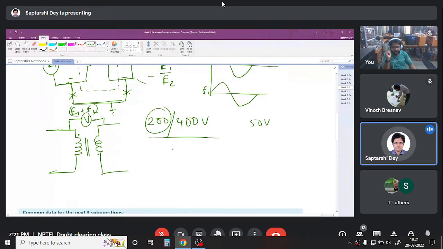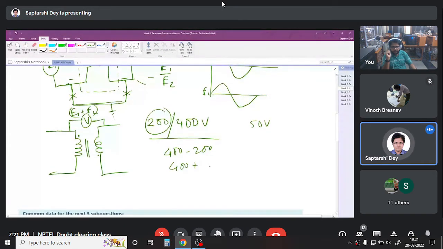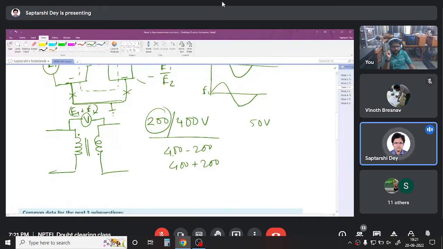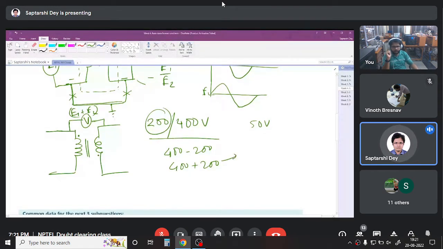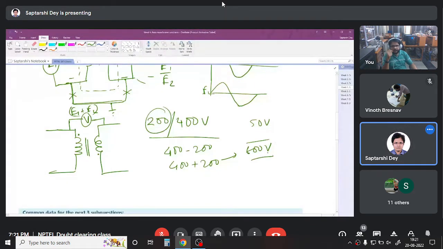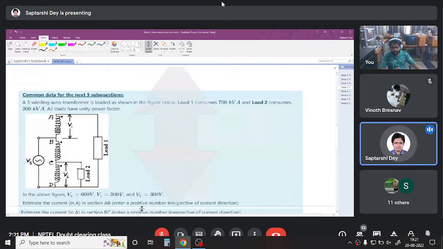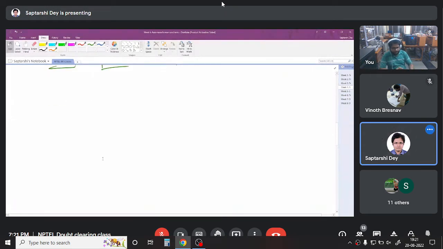See, the readings could have been 400 minus 200. The readings could have been 400 plus 200. We don't know beforehand where we are connecting. So we have to go for a 600 volt voltmeter if we are doing this test at rated voltage. Polarity test does not matter whether you do it at rated voltage or not. All you need to see is whether you are getting additive or subtractive voltage. Okay, so that's about polarity test. Why we need polarity test we will see in next week's lecture, where you will see parallel operation of transformers.